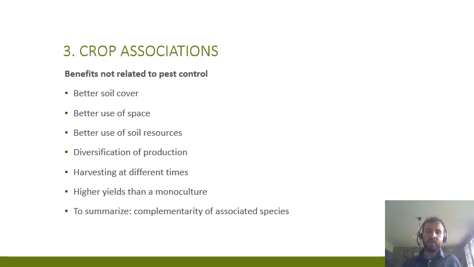You can have a harvest at different times, which can be interesting for income generation, and you have higher yields than in monoculture. So to summarize, with crop association you have a complementarity of the associated species that makes it more beneficial than a monoculture. We will talk a lot more about crop association in the next chapters.